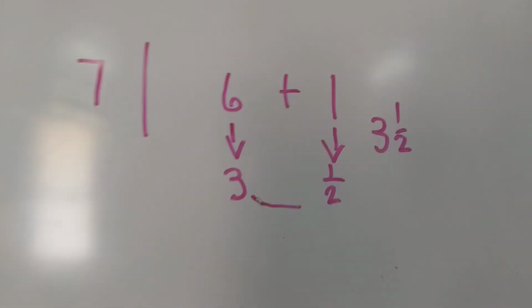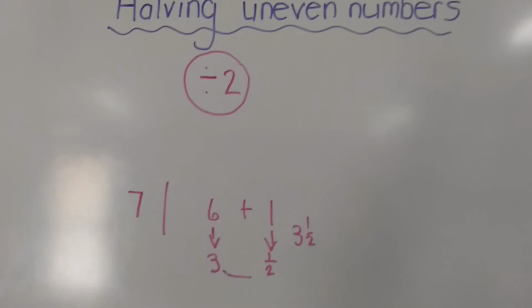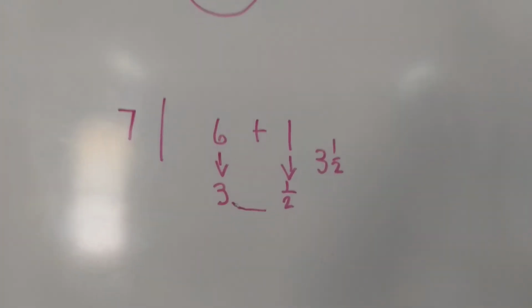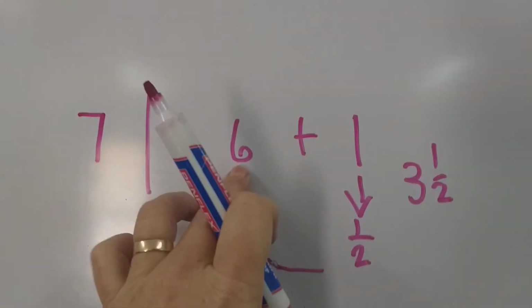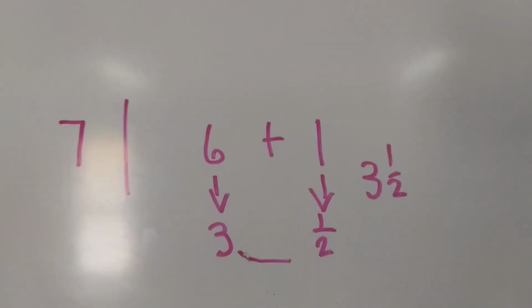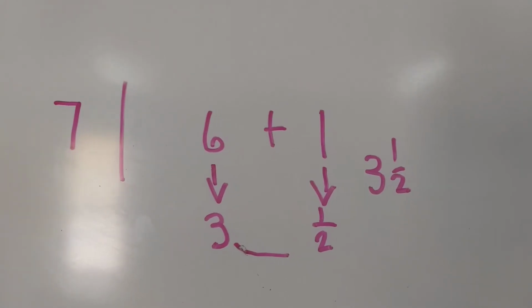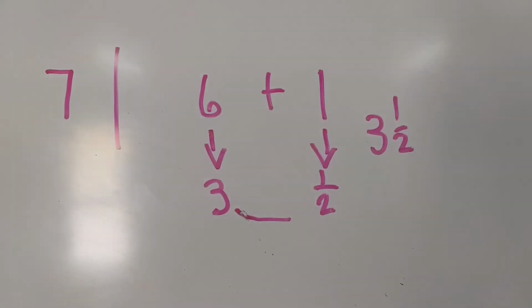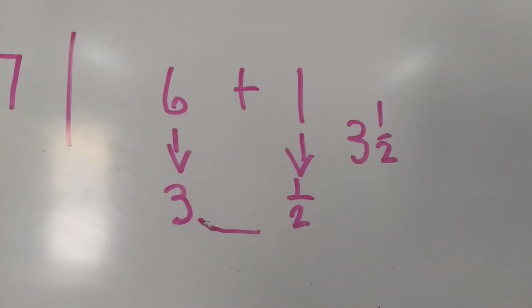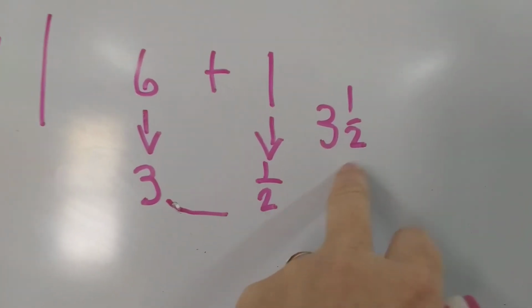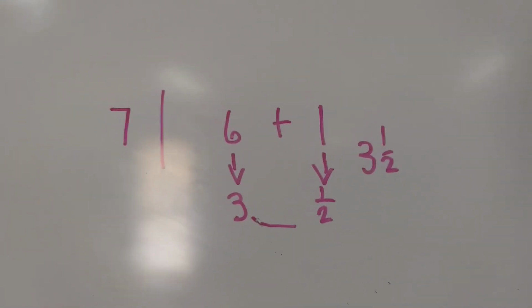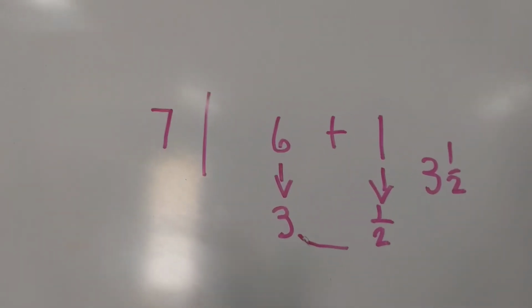All right, so just remember when you're halving uneven numbers, you always have to go back to the number before. By splitting it like this, you're going back to the number before. And then you'll have 1 remainder, which you will half again. So that'll give you a number and a half. So it'll always be something and a half. So that's how we halve uneven numbers.